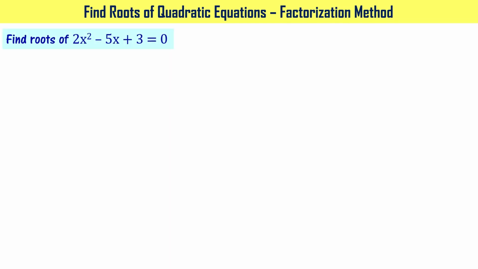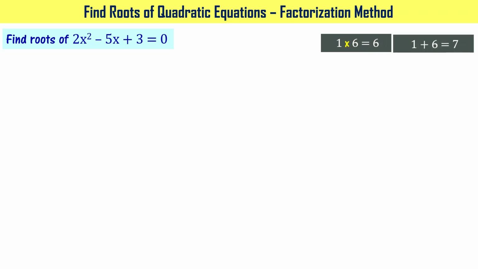Let's take a look at another example. Find roots of 2x square minus 5x plus 3 equal to 0. To solve this problem, we have to find two numbers p and q such that their sum p plus q equal to minus 5 and their product pq equal to 2 times 3, that is equal to 6, right? It means we have to get factors of 6. 6 can be written as 1 times 6. Their sum is 7. That's not meeting our requirement of minus 5. 6 can be written as minus 1 times minus 6. Their sum is minus 7. That is also not meeting our requirement.